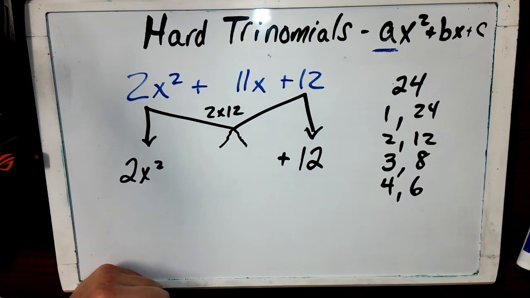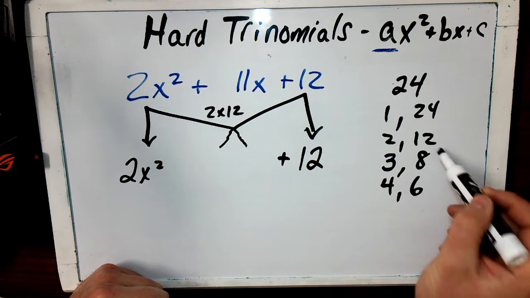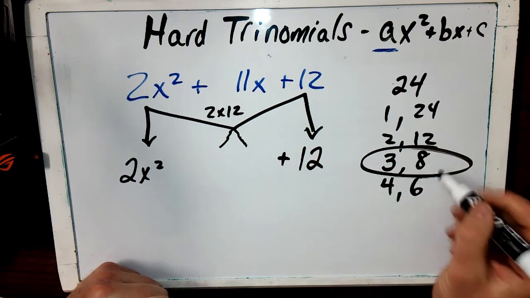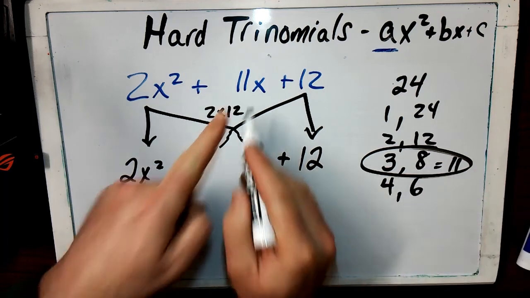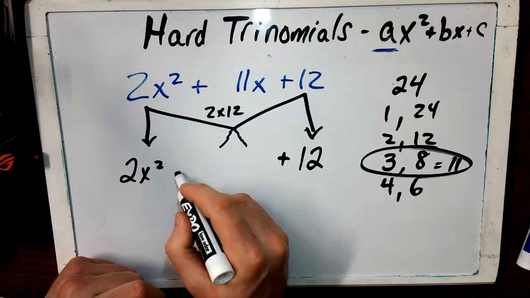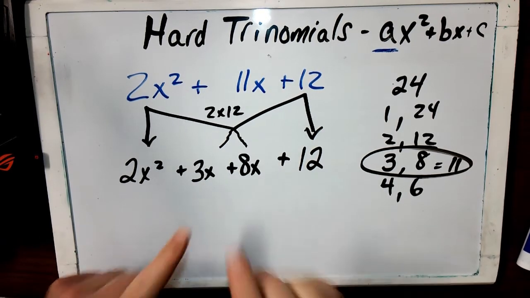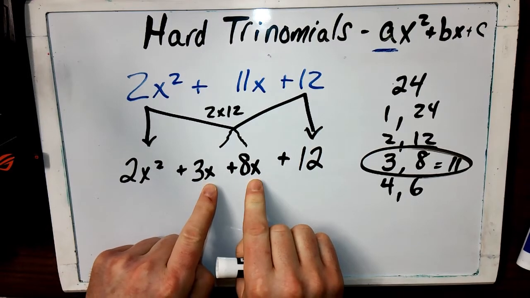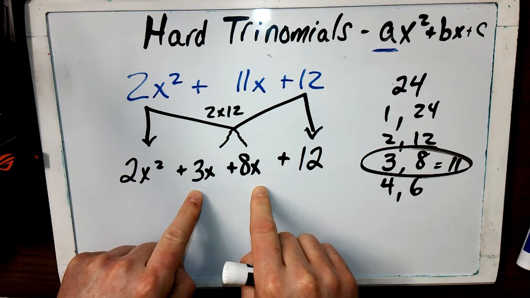There we go. So we need something that adds to 11. 3 and 8 add to 11. So these are my two numbers. So this is what the 11 will be. We're going to split it into 3x plus 8x. And be careful. Make sure that they both have x's. They started with an x. They have to break into x and x.